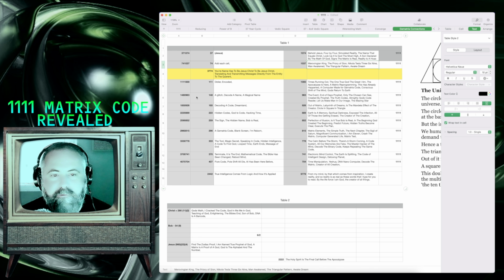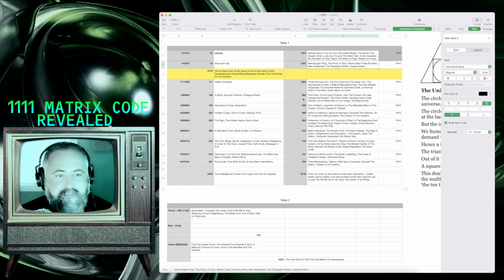All right, so the next number, 1480963. 148 is before the split, and we get a glitch. Is that a glitch in the matrix? Possible. Then we get decode a name and a magical name. Well, decode a name. I mean, could that be a reference to Didier? Could it be a reference to Jesus? I mean, who knows?